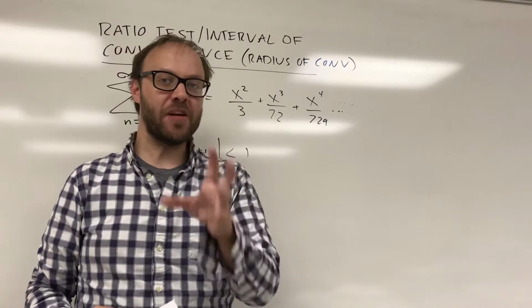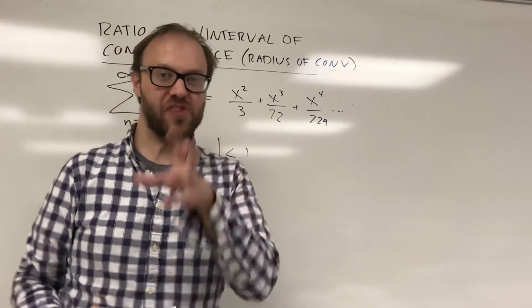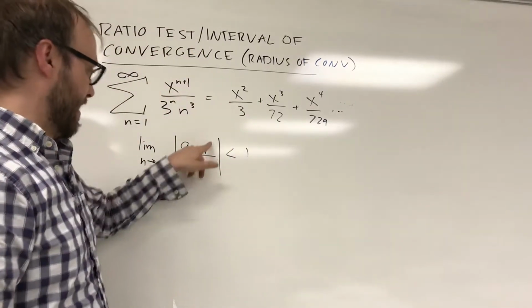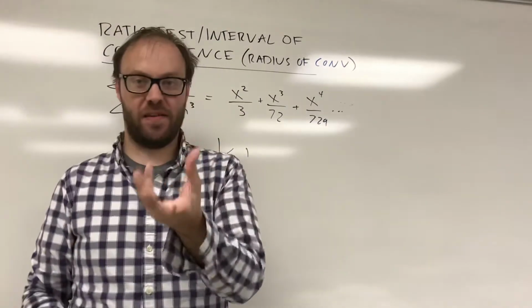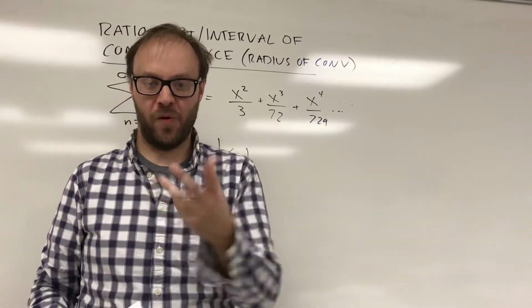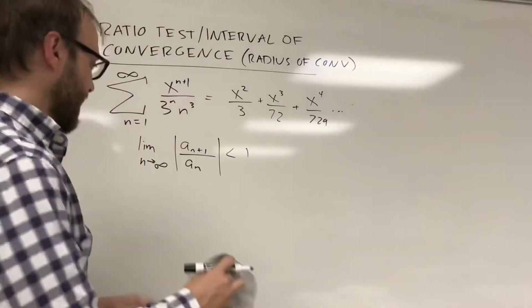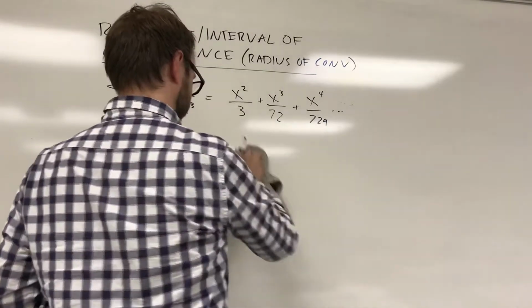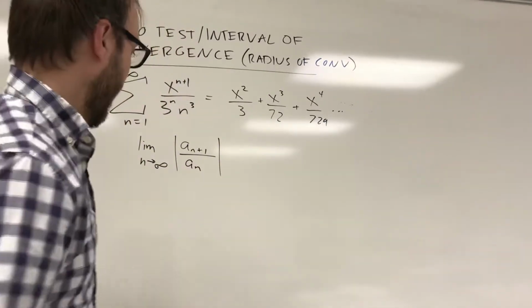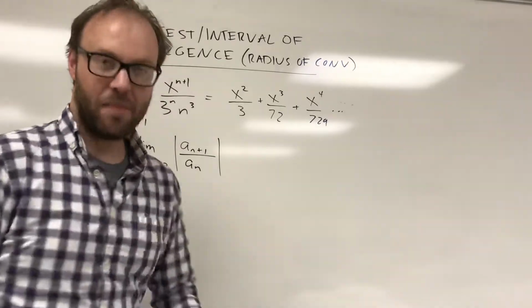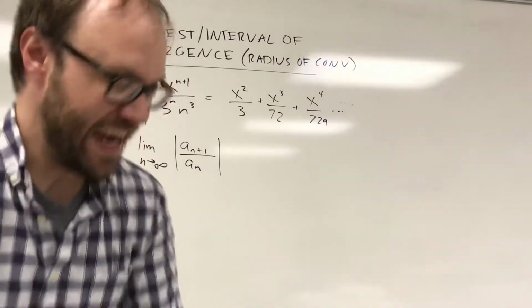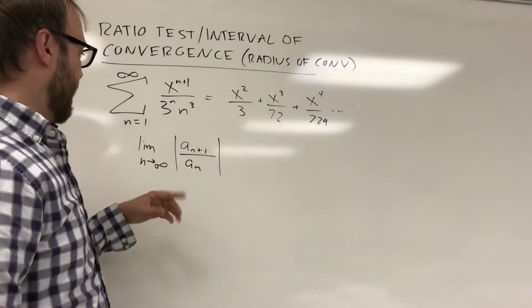So what we're really going to be trying to do here is figure out what values of x will make this limit less than 1. That's really what is going to be happening here, okay? So the ratio test setup here is not terrible, okay? Remember, you're doing the limit here as n approaches infinity.